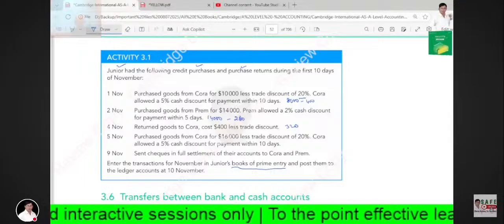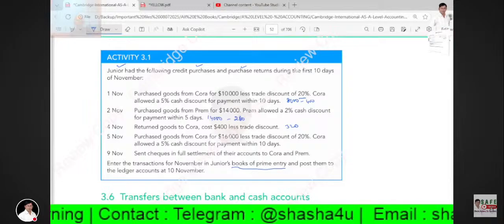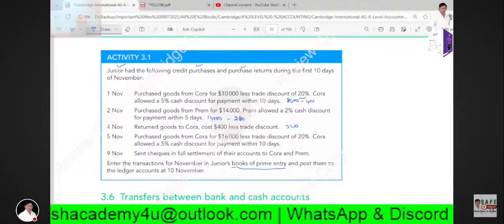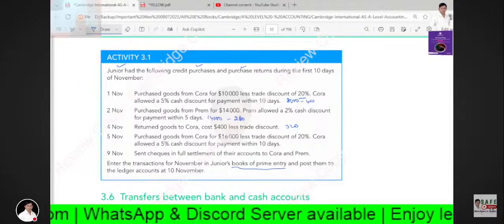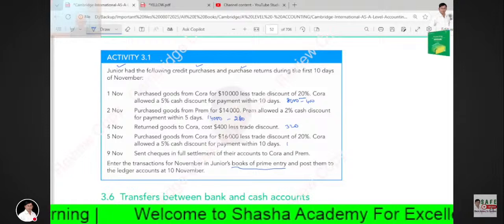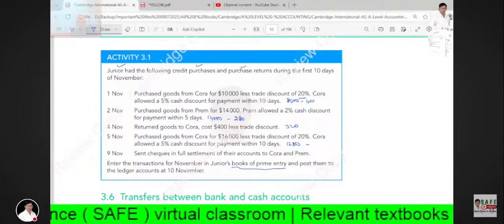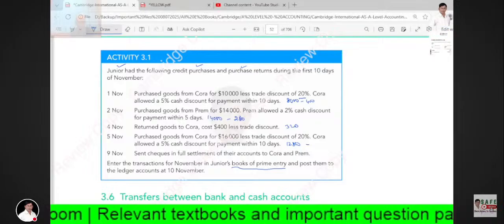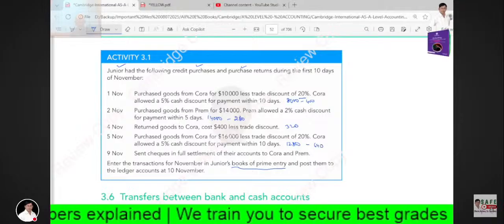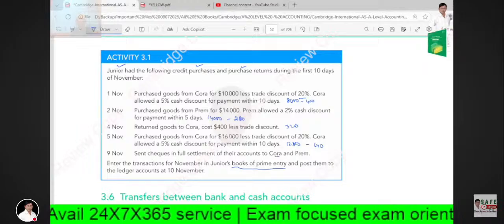Purchase goods from Cora for 16,000 less trade discount of 20%. So this will be recorded at 16,000 minus 20%, which is 12,800. The cash discount is 5%, which is 640. Then send checks in full settlement of their accounts to Cora and Prem, so payment has been made.